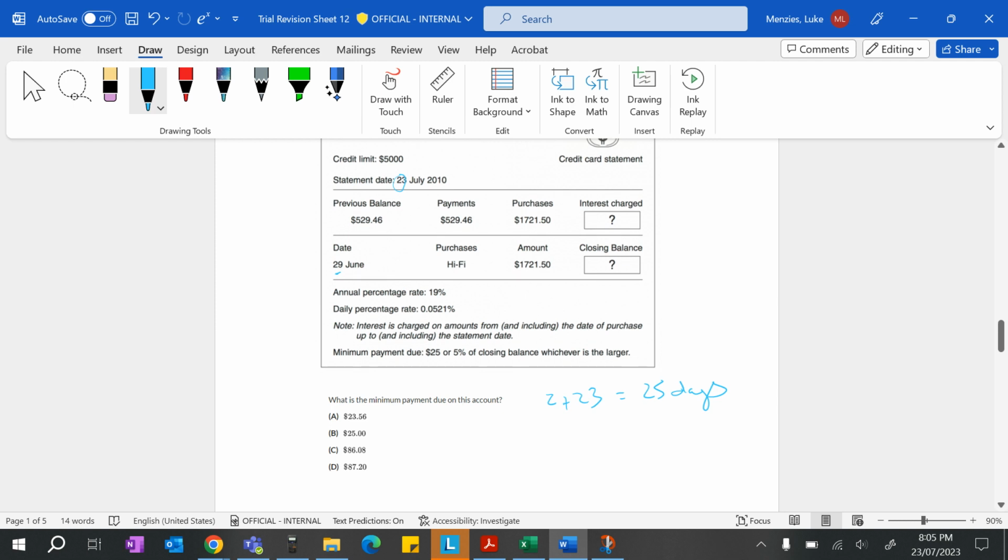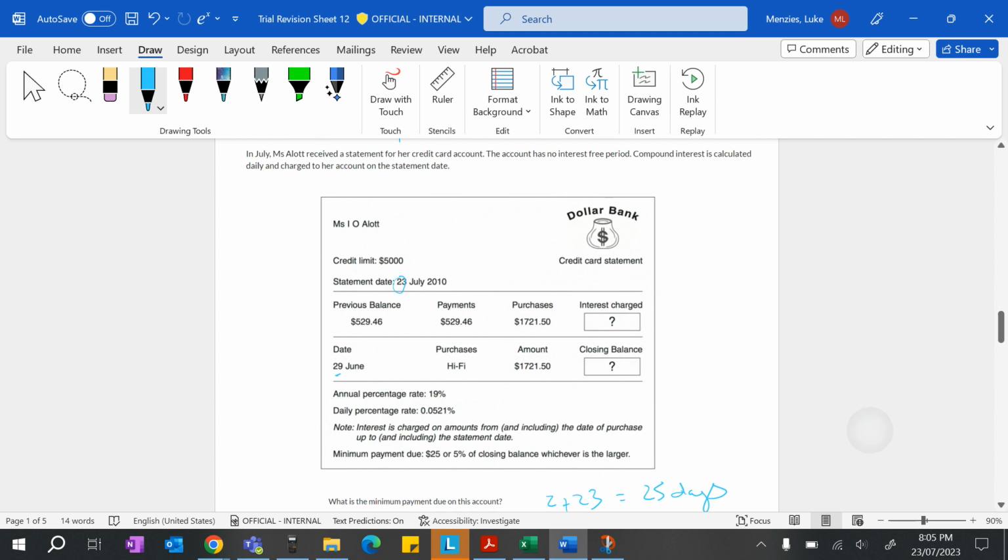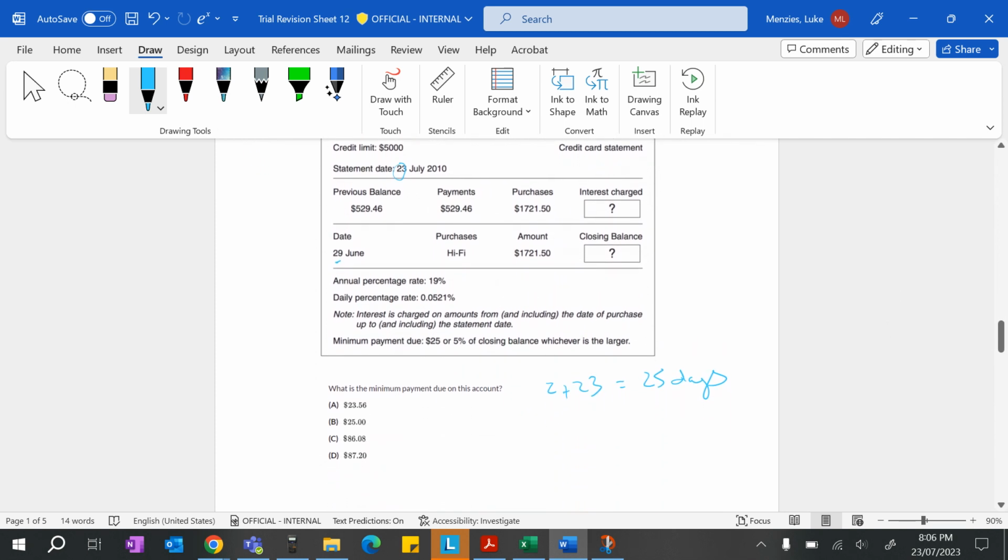Okay, and it's given us that daily rate, which is really nice. You're told up at the top that it's compounding, so we can get the compound interest formula. And this bit at the bottom, minimum payment due. Is it $25 or 5% of the closing balance? So we've got to figure out what 5% of the closing balance was. Don't forget to add in the interest charged.